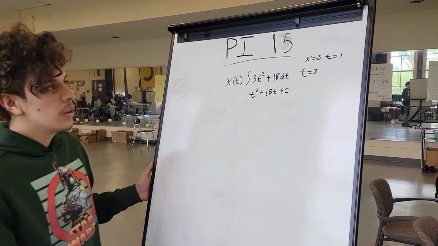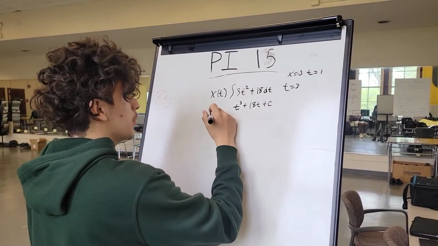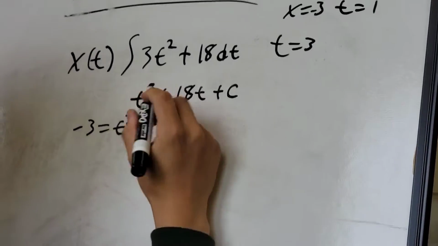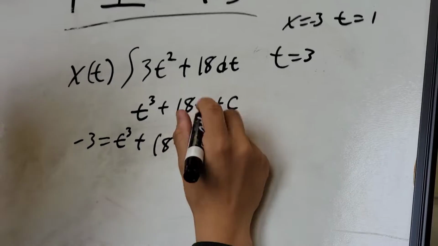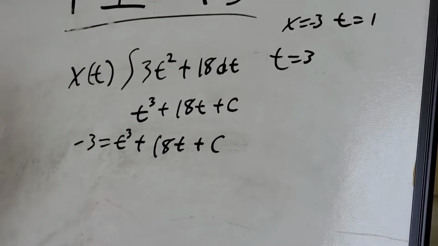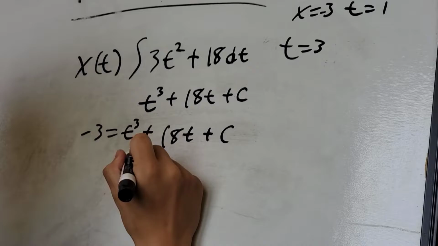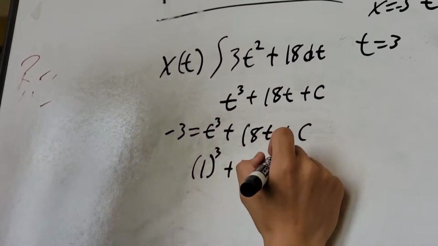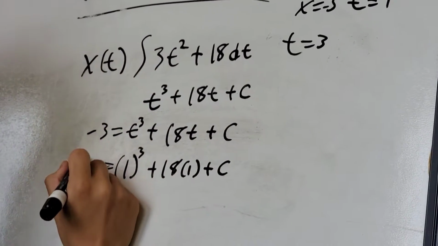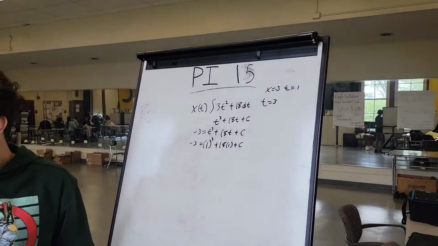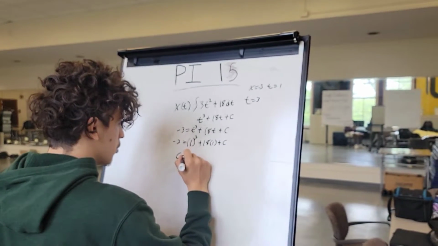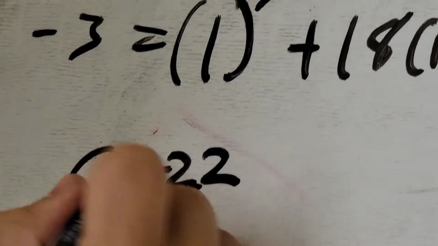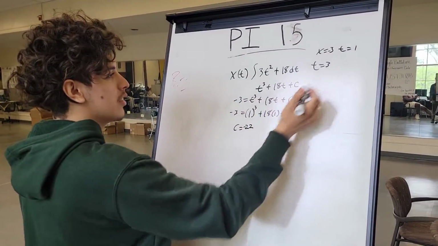To find c, we simply plug these values in, and we get negative 3 is equal to t cubed plus 18t plus c. We plug in the 1, so we get 1 cubed plus 18 times 1 plus c is equal to negative 3. After doing all of this, you get c is equal to negative 22. Then we have to find x at t equals 3.